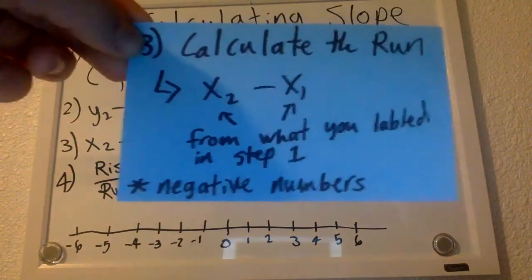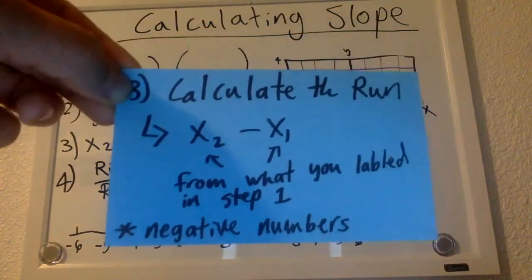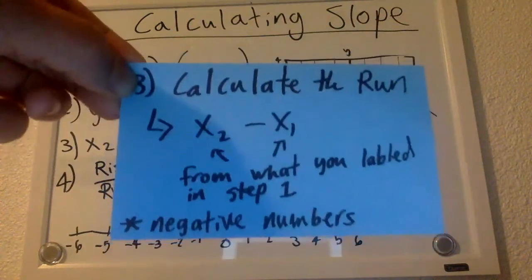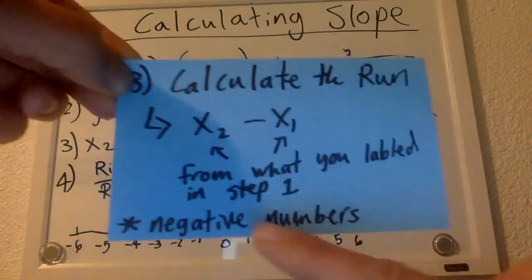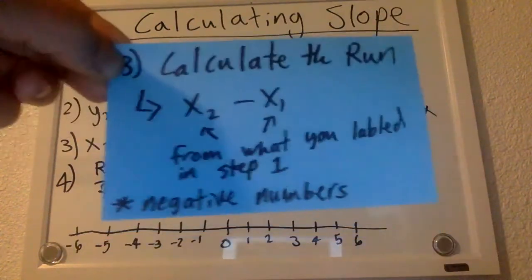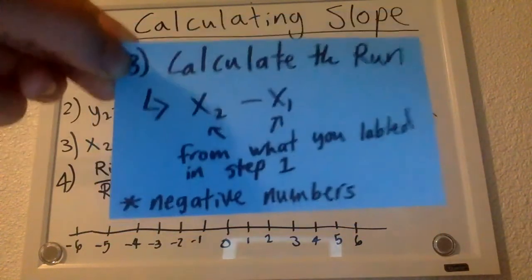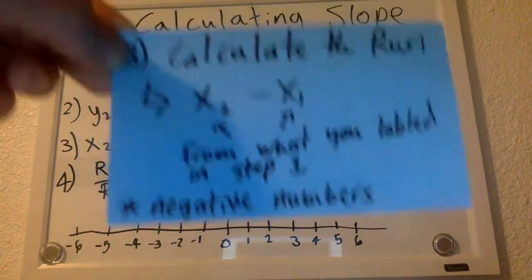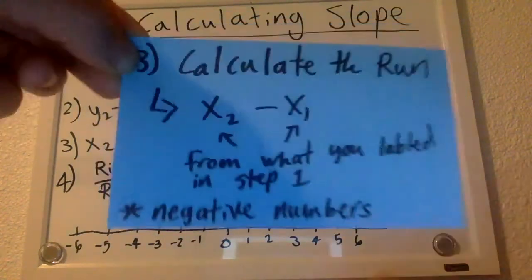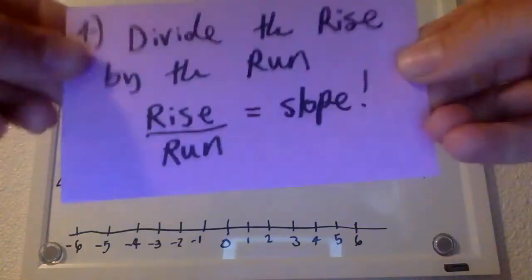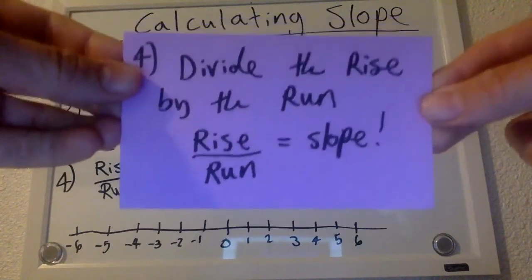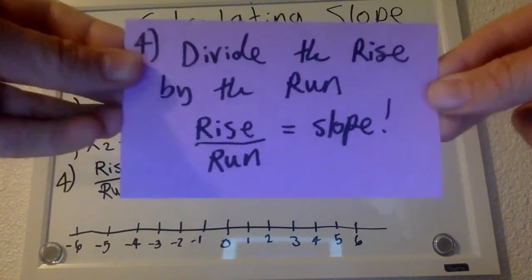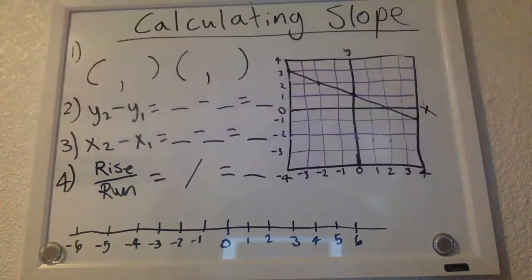And then it's all about keeping track of things. So you just take x2 minus x1. So just a note, you might have to do the same thing with the negative numbers again. And you don't have to rewrite that. Just know that you might get some negative numbers in there and to use a number line. All right, the last step is to divide the rise by the run, and that is equal to the slope. So I'm going to do an example on this.